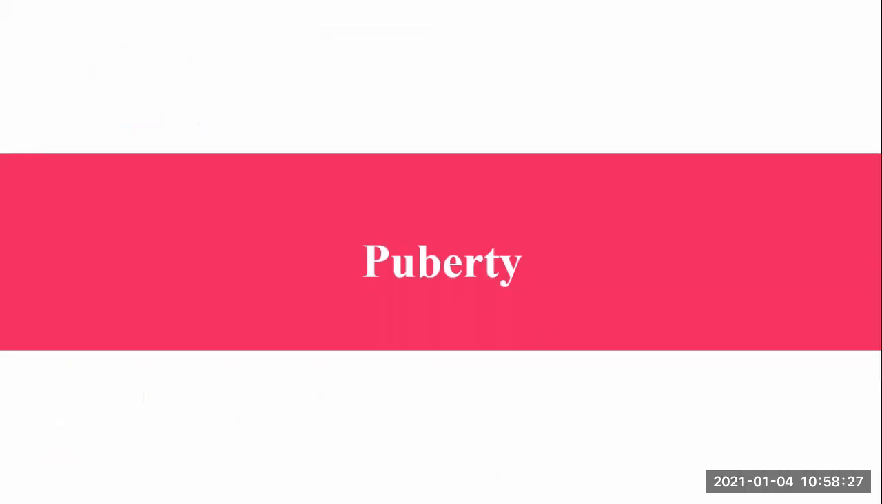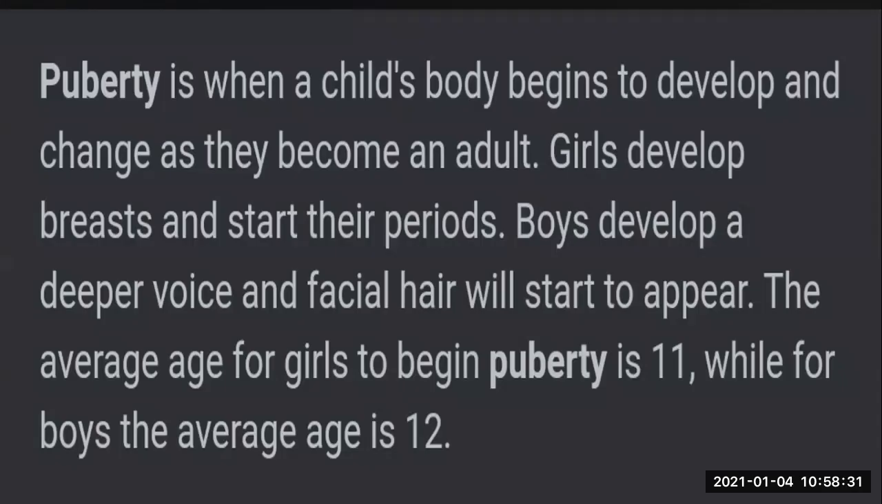Now the next concept that we have is puberty. It is defined as the time when a child's body begins to develop and change as they become an adult. Girls develop breasts and start their periods, whereas boys develop a deeper voice and facial hair starts to appear. The average age for girls to begin puberty is 11, while for boys the average age is 12.